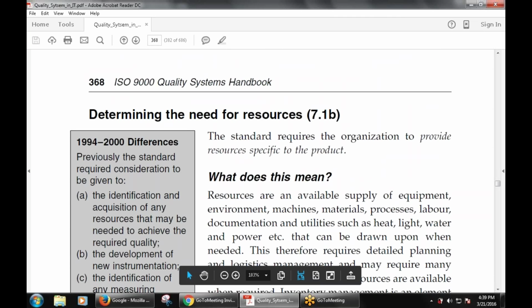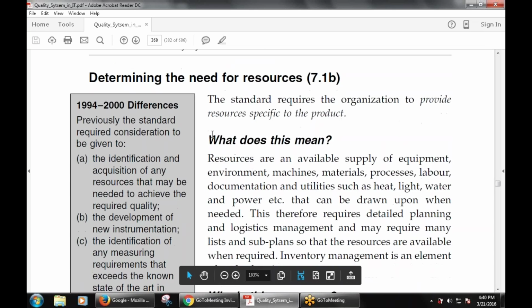Now there is a need for the documentation, to make written records for future use, to make permanent records. There is also a need for the resources that are required in the data storage and the data gathering. So it provides the resources that are specific to the product.